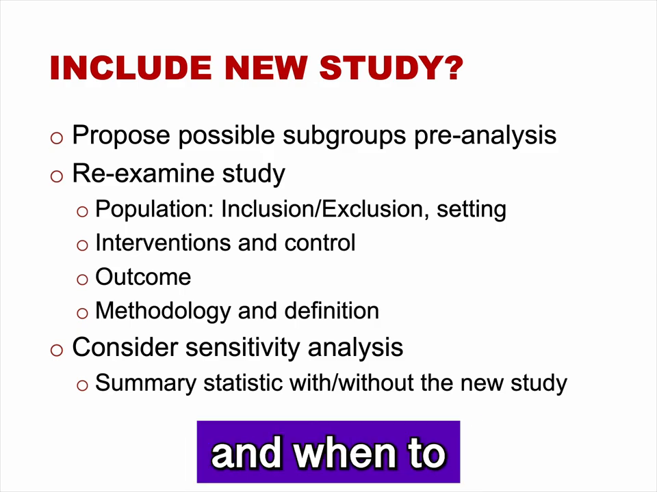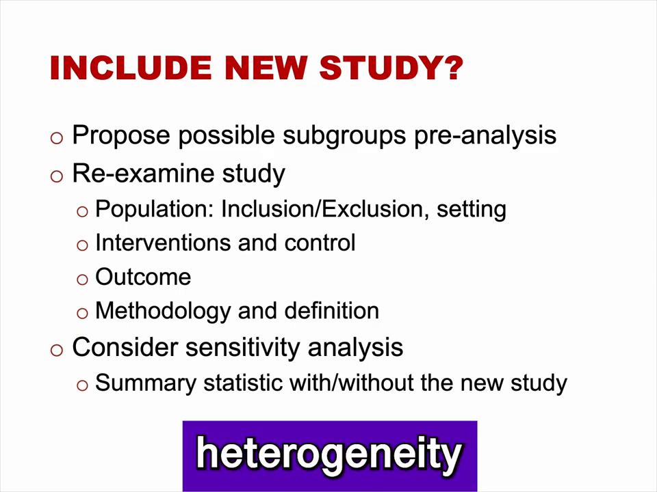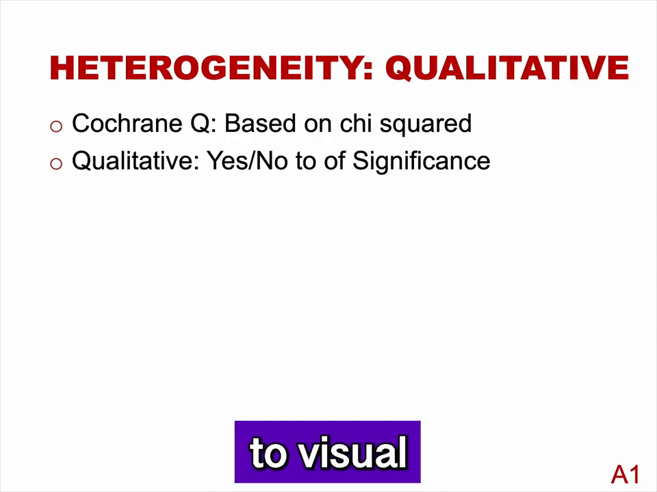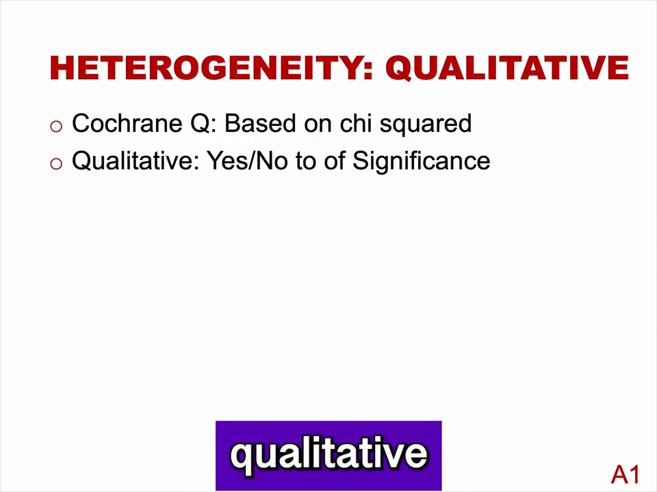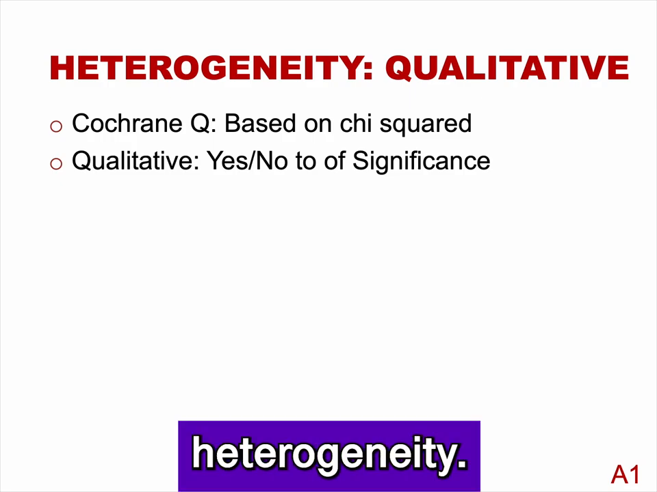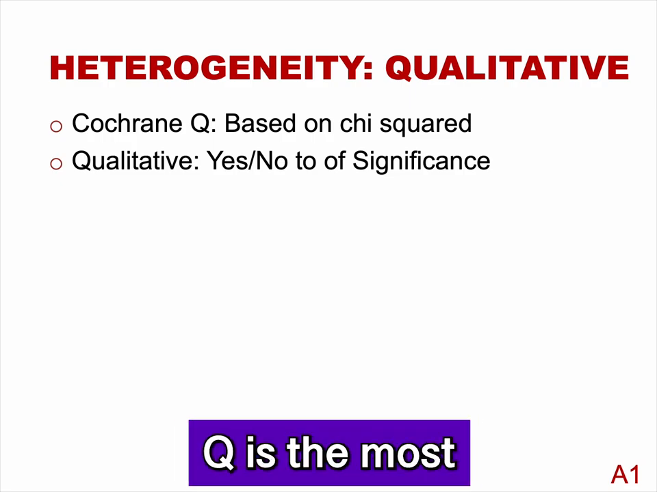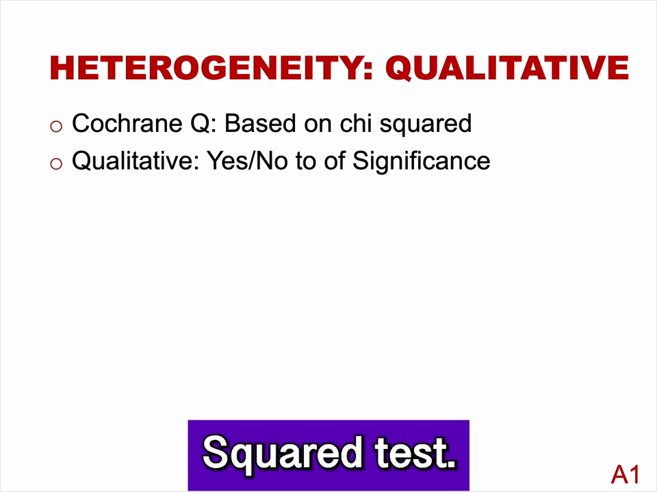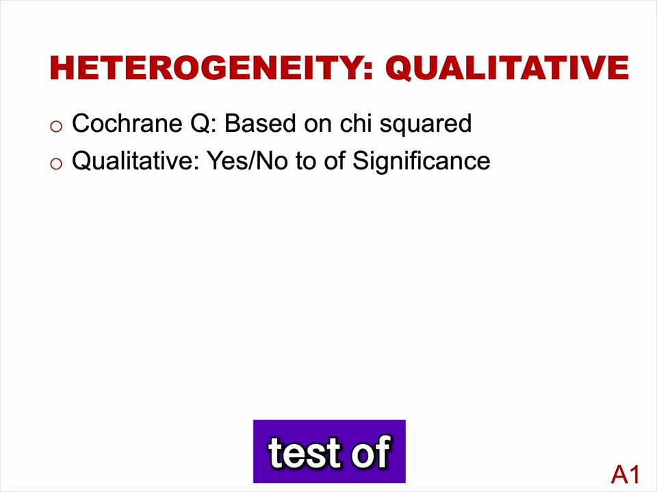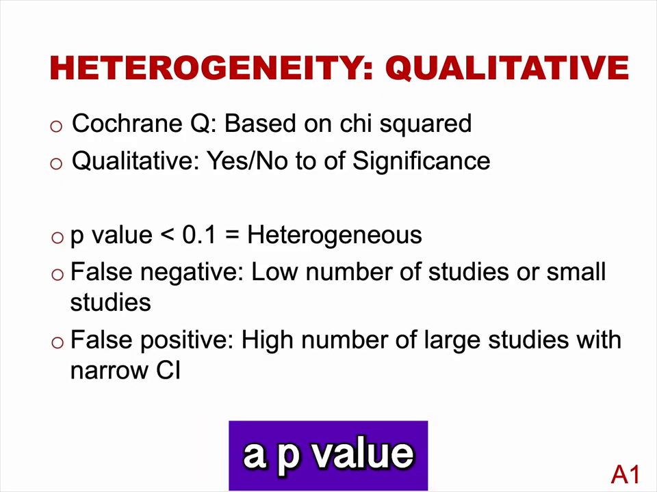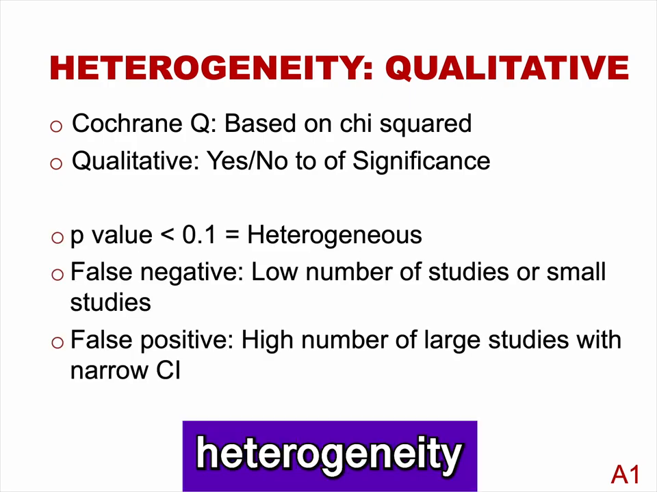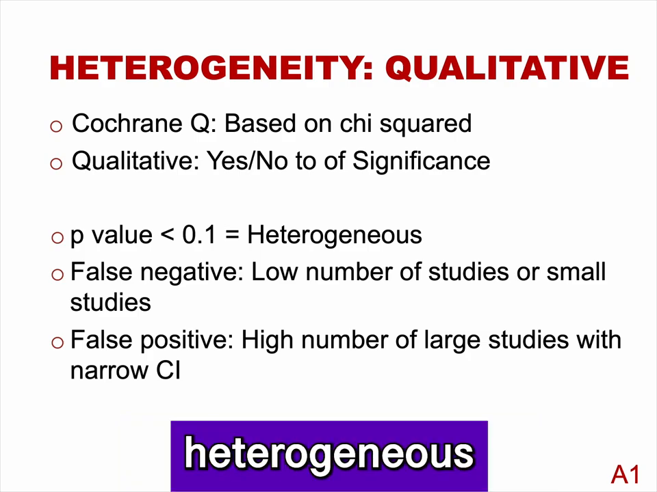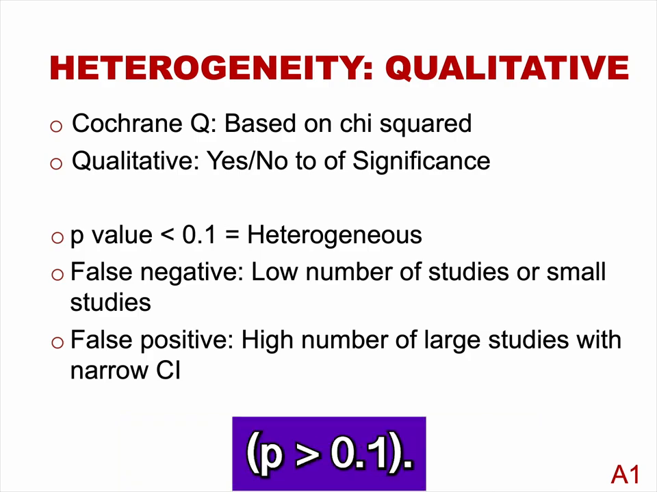Unfortunately, there are no guidelines on when to abandon a meta-analysis due to heterogeneity, so it's left to the author's discretion. In addition to visual inspection of forest plots, there are qualitative and quantitative statistical tests of heterogeneity. The Cochrane Q is the most commonly used qualitative test and is based on the chi-squared test. The Cochrane Q is a statistical test of association. It yields a p-value indicating yes, there is heterogeneity, a p-value less than 0.1, or no, the study results are not heterogeneous, a p-value greater than 0.1.